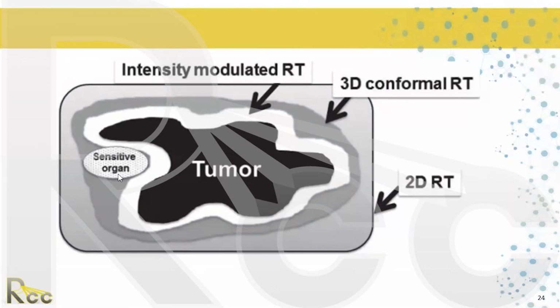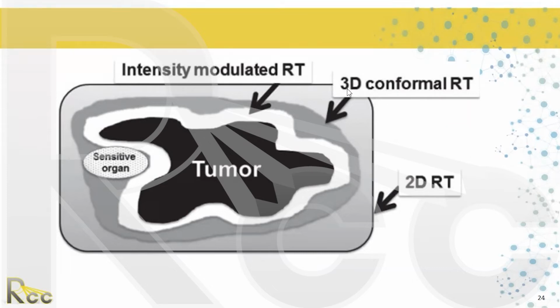And in this example, there's a sensitive organ right here, like let's say the spinal cord, or a salivary gland or a kidney. There's an organ here next to the tumor, but you can't avoid it because you have to make the field this big to cover everything. So that was 2D radiation therapy.